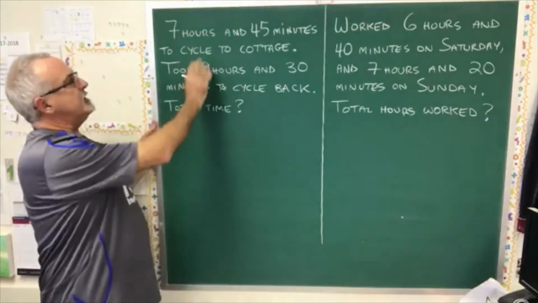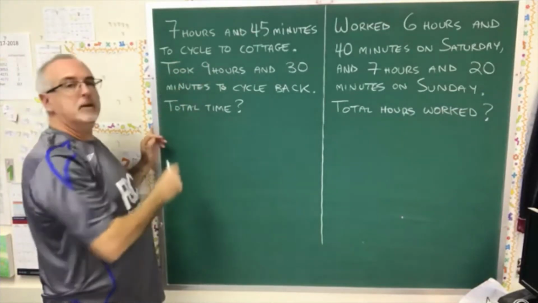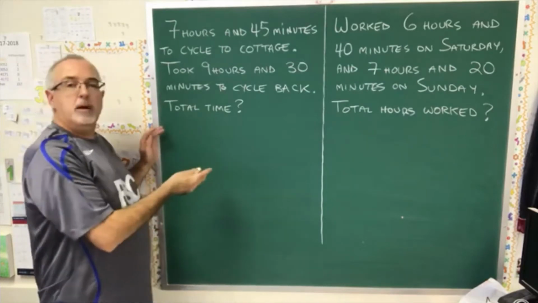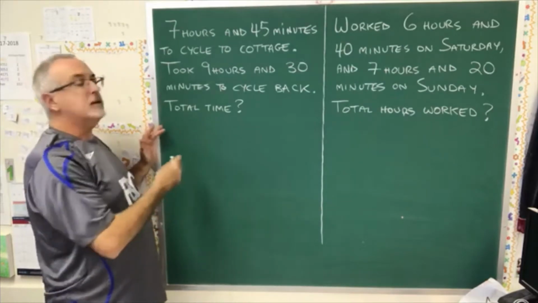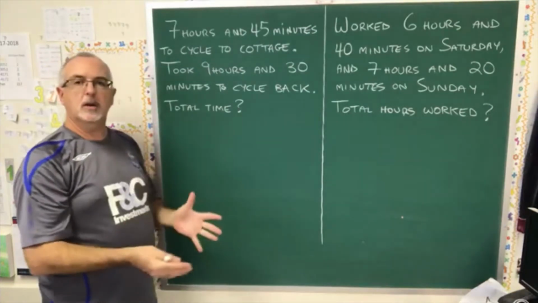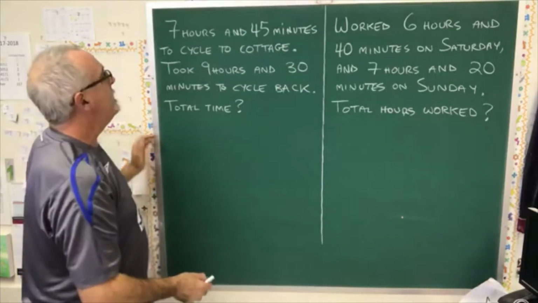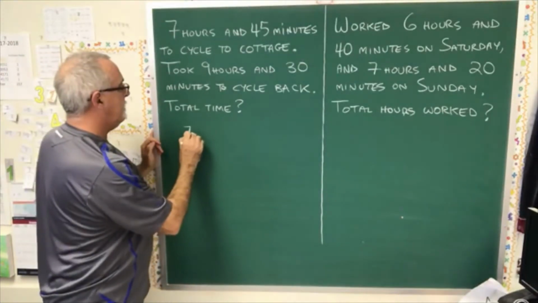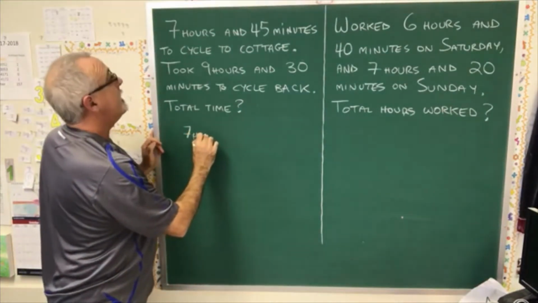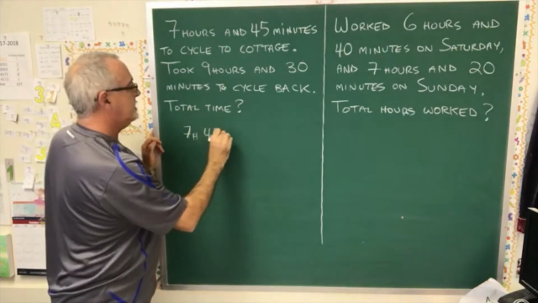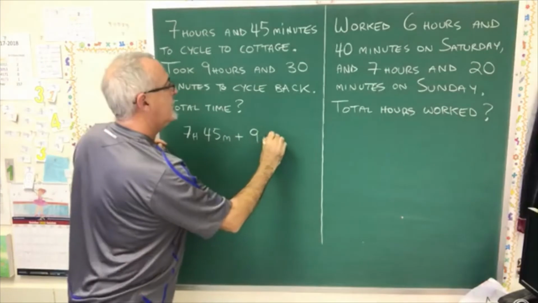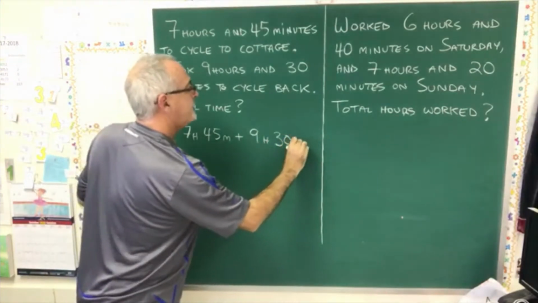Let's start with this example. It took me 7 hours and 45 minutes to cycle to the cottage. Because of a headwind, it took 9 hours and 30 minutes to cycle back. What was the total time for the return trip? I can do this in two different ways. I can say 7 hours and 45 minutes plus 9 hours and 30 minutes.